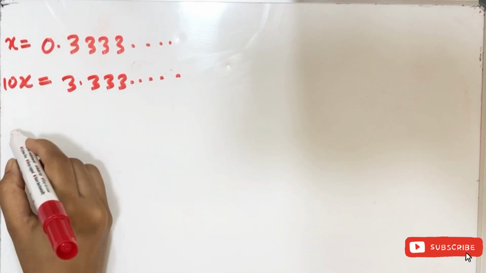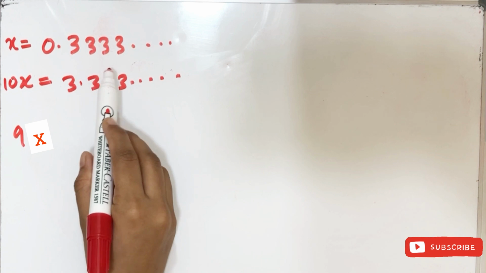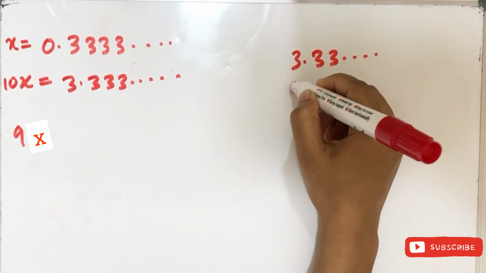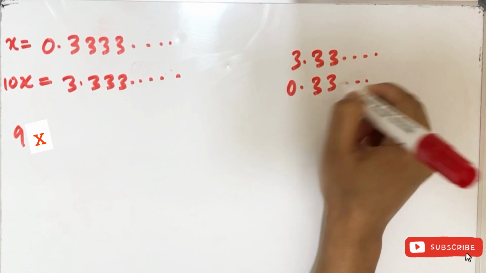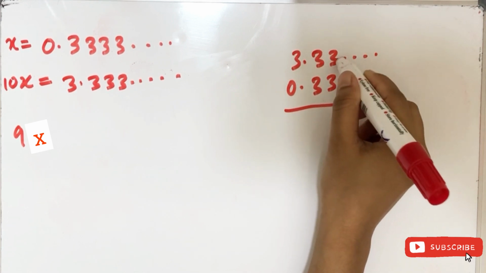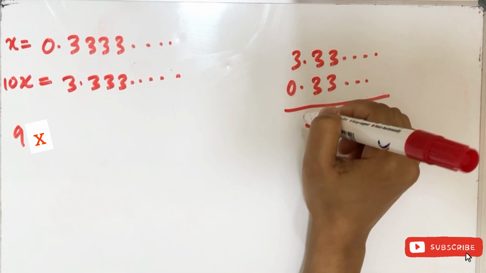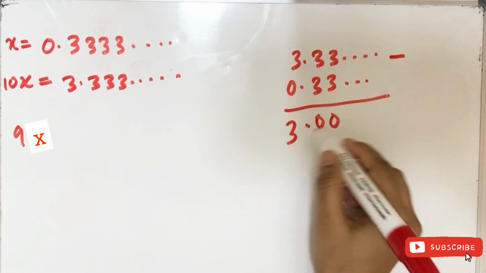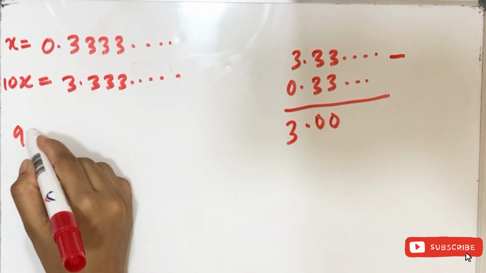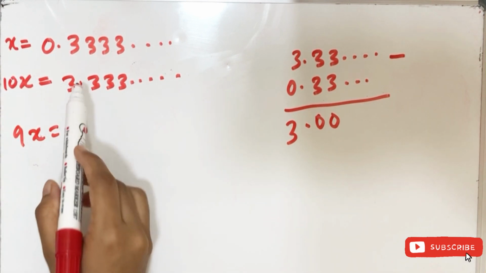10x minus x is 9x. 3.333 minus 0.333, etc. Okay. All the digits after the decimal will cancel. 3 minus 3 is 0. 3 minus 3 is 0. And 3 minus 0 is 3. This is just 3. That is here 9x is equal to 3. 10x minus x is 9x is equal to 3.